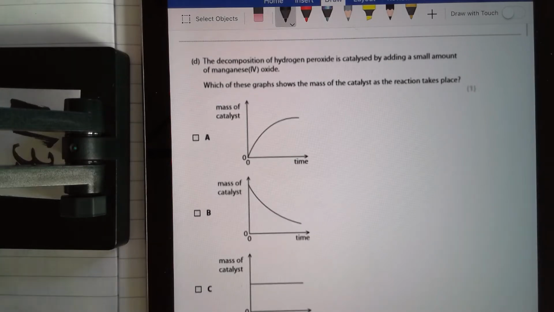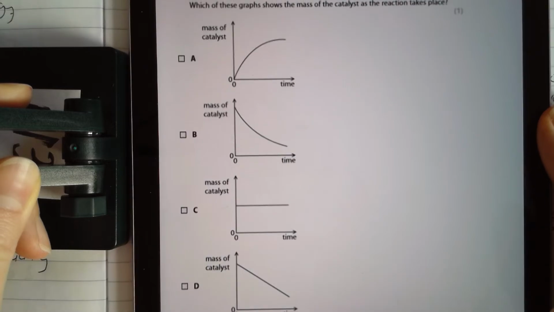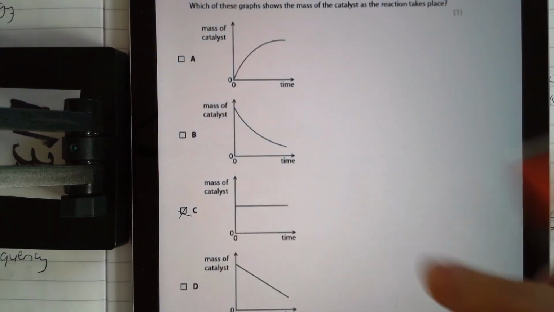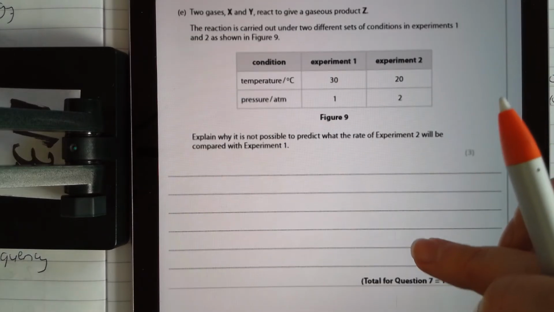Which shows the mass of the catalyst? The catalyst does not change over the course of a reaction, so it is going to be C. The mass is going to stay exactly the same over time. It's not used up. It doesn't change.